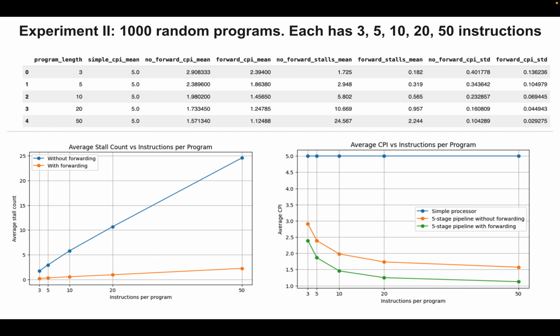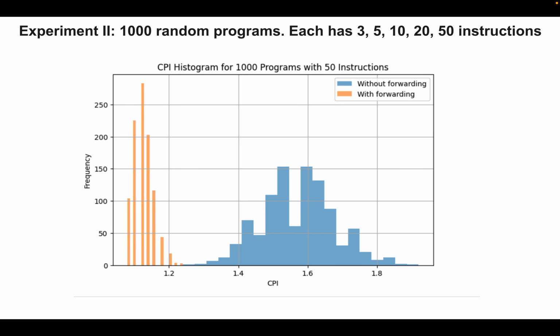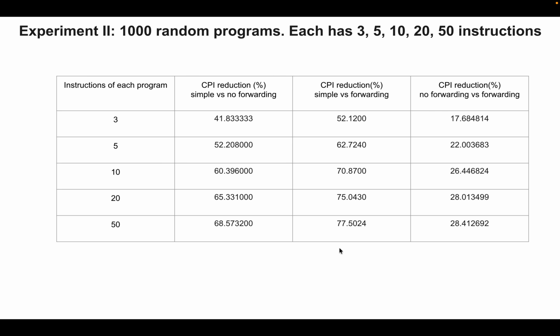The result of experiment 2 shows that the forwarding pipeline consistently has the lowest CPI. For 50 instruction programs, the no forwarding pipeline has about 24.6 stalls on average, while the forwarding pipeline only has 2.2 stalls. I don't have time to cover so many things. And here, this one shows that the with-forwarding distribution is significantly less than the no-forwarding distribution.